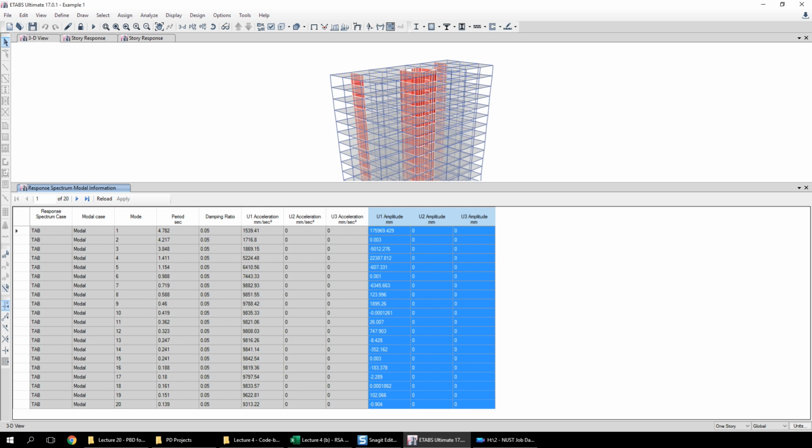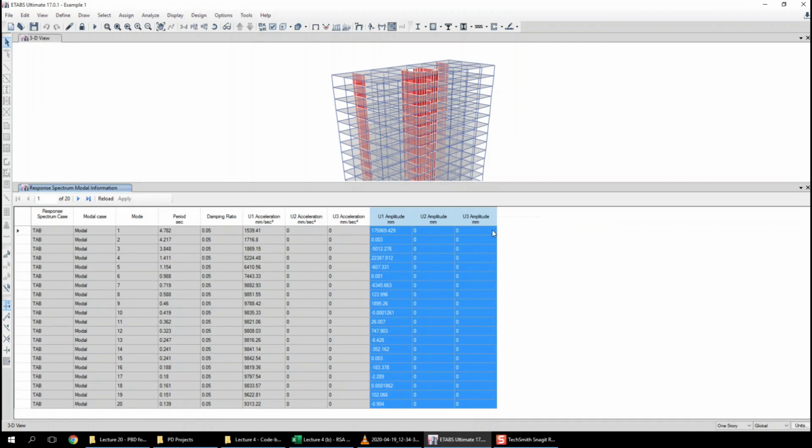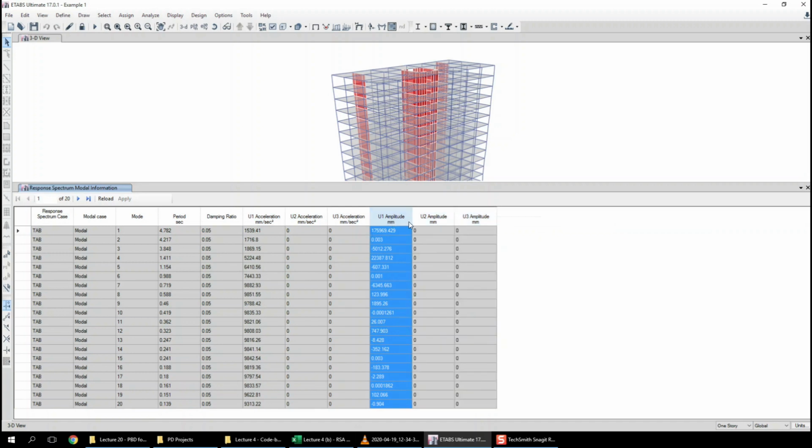So the modal case basically reports the output in such a way that when multiplied with this modal amplitude, it will give you the response contribution for that particular mode shape in the RSA results. So this analysis was only performed in the U1 direction, X direction. So the amplitude is only available in the U1 direction. The other two amplitudes will be 0.